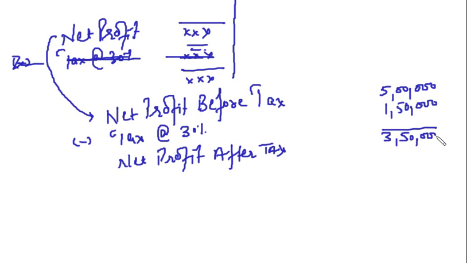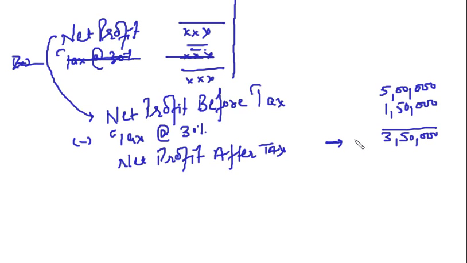3,50,000. This means that you can't say that I have pocketed 5 lakh rupees. 5 lakh rupees is not the amount that has come into your pocket. Right? What is coming into your pocket? 3,50,000. Right? So your pocket is now having 3,50,000.